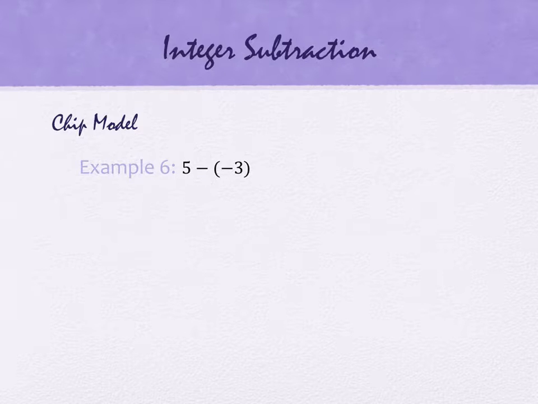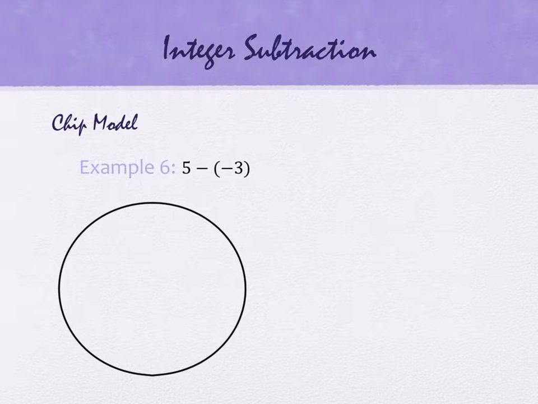Excellent. I'm so glad. All right, when we did the chip model, what we did is we drew a circle. And inside of our circle, we had different chips that represented different values. And we had what colors for what? If you have colors with you, you can use differently. But what did I use? Do you remember? Yeah, we used black for positive values. And we used red for negative values.